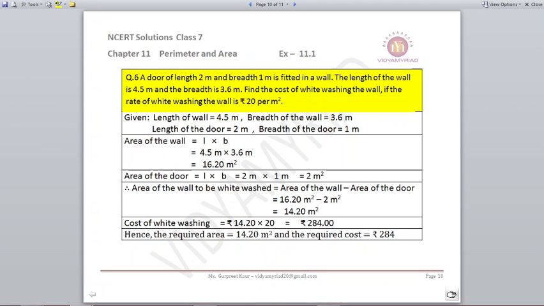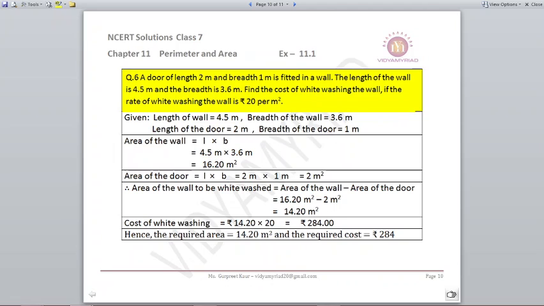Question number 6. A door of length 2 meters and breadth 1 meter is fitted in a wall. The length of the wall is 4.5 meters and the breadth is 3.6 meters. Find the cost of whitewashing the wall if the rate of whitewashing the wall is rupees 20 per meter square. So let us write down what is given to us. We are given the length of the wall, breadth of the wall, length of the door, breadth of the door. We have all the information with us.